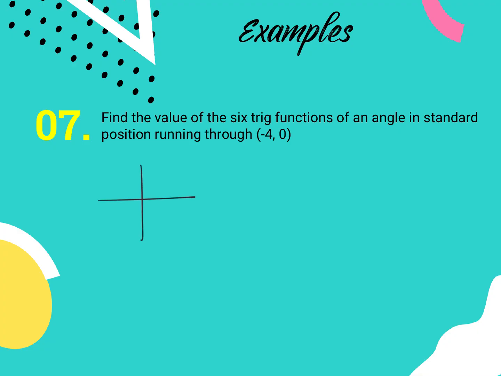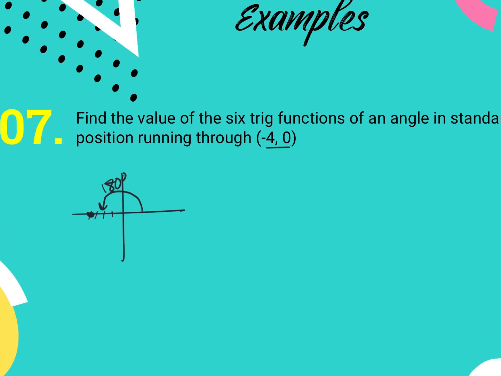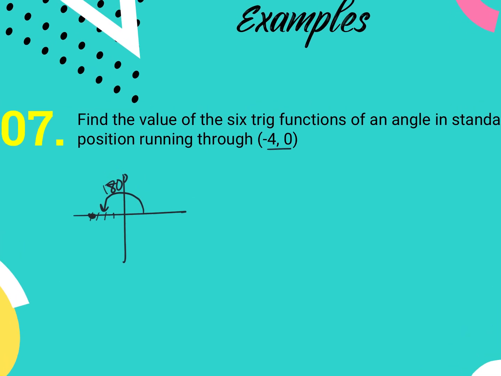All right, so again, you can think of this one a couple different ways, right? I'm going to draw it. It's similar to one of the first few examples that we did. Negative 4, 0 is right there. You could draw it and notice that it's at 180 degrees. And then if you know the functions at 180 degrees, then you can immediately fill this in. Let's just say you didn't recognize that. You would use x, y, and r to figure these out, right?